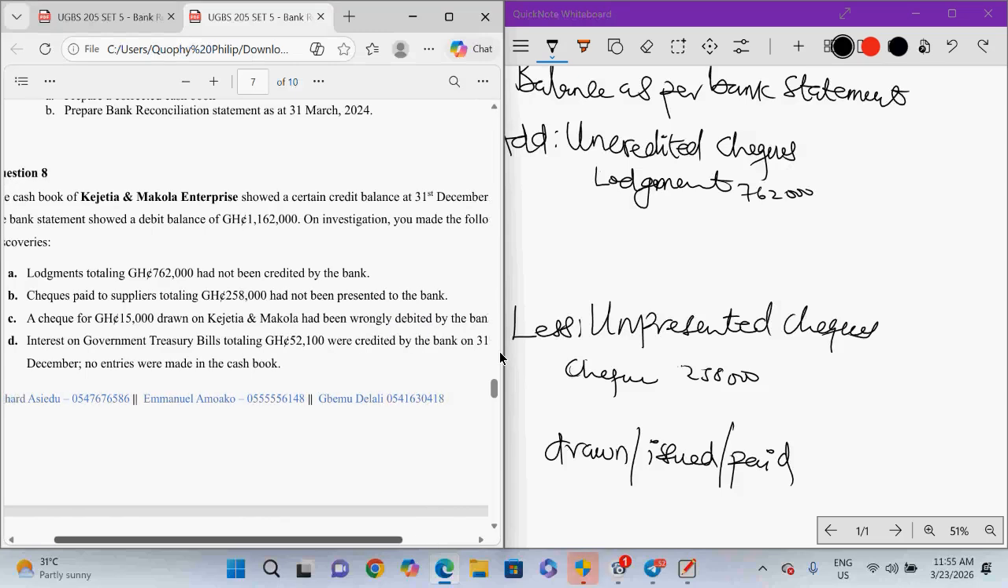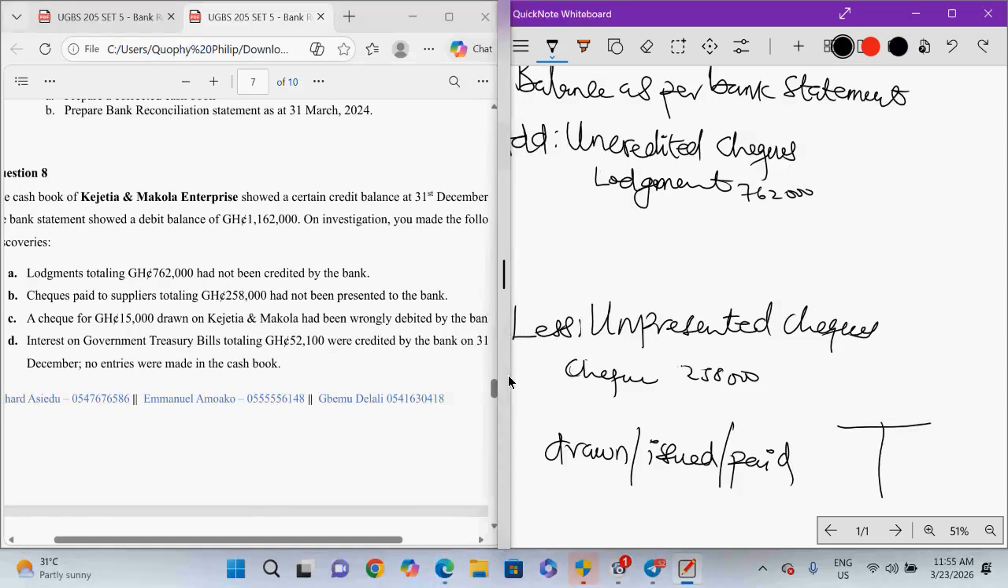What is the right thing that you were supposed to do? You were supposed to what? Credit it. Really? Credit it. When we pay a check, what happens? Isn't it we pay at the credit side of our cash book, right? When we make payments. Yes.